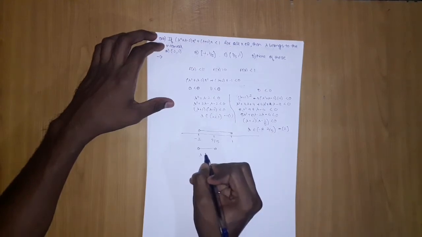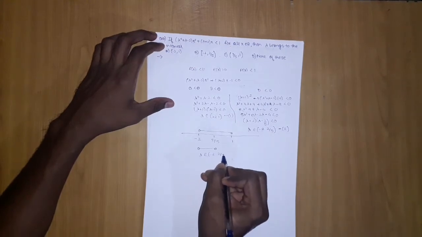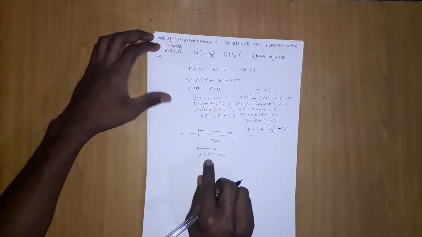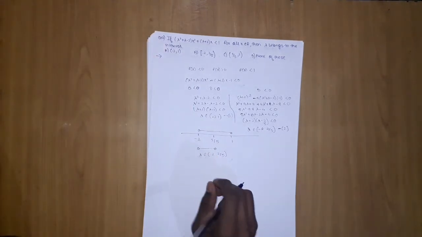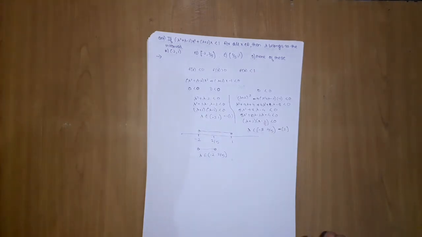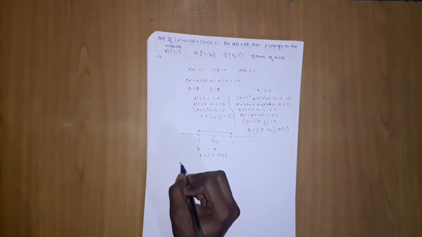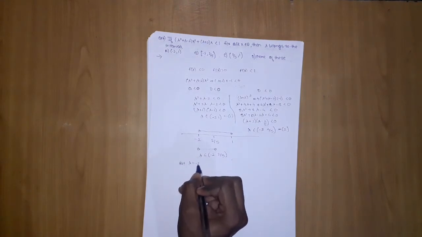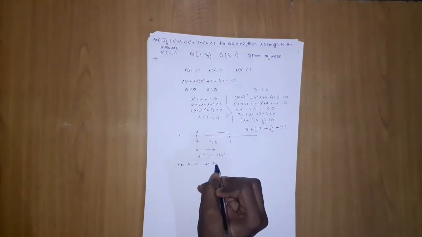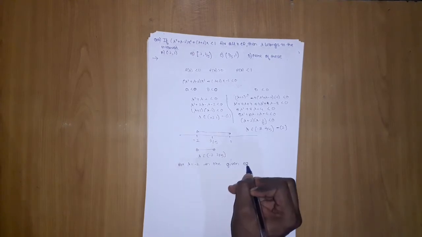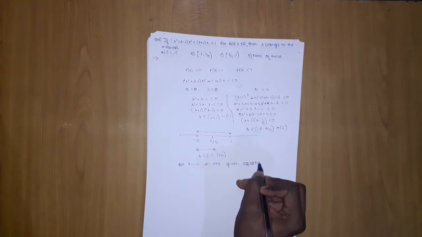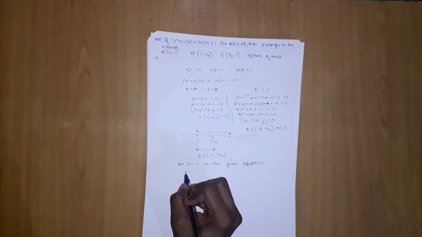This part is common. So lambda belongs to minus 2 to 2 by 5, right? But there is no option of such because it is a closed interval at minus 2. To verify at any point whether it is a closed interval or open interval, we have to just put lambda equals to minus 2 in the given equation. Okay, in the given equation.